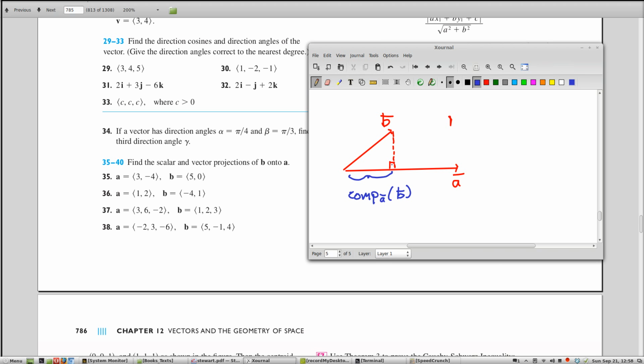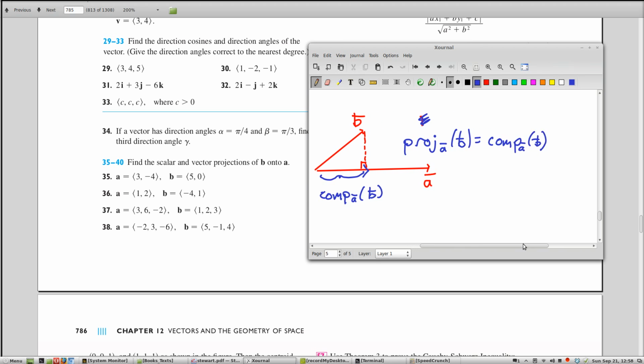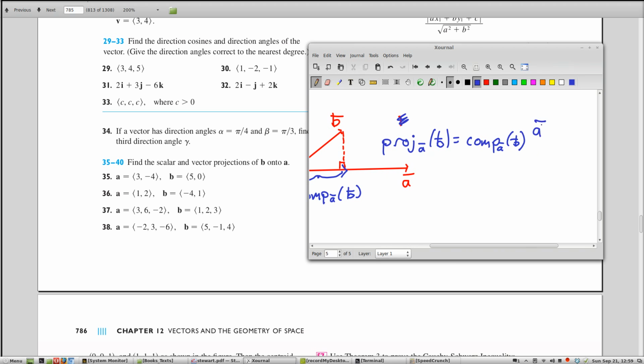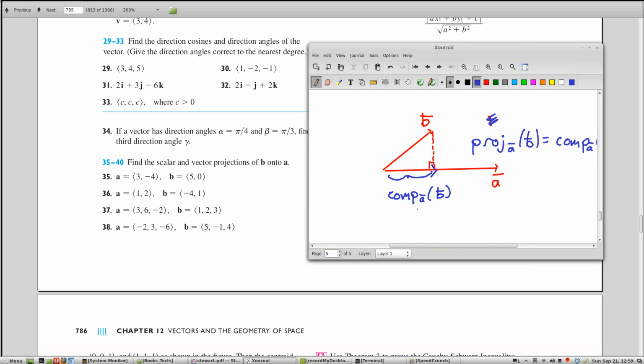And if you want to know what this is as a vector instead of as a scalar, you just multiply. The notation for that is the projection onto A of B. And it's just the scalar projection, which is a number, times the unit vector in the A direction, which is this. And it's really simple to derive the formula.